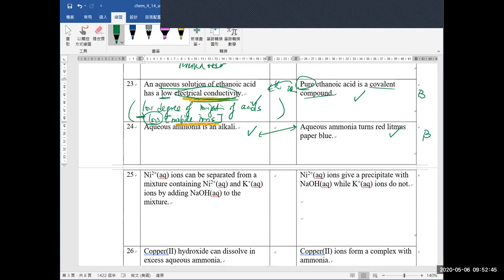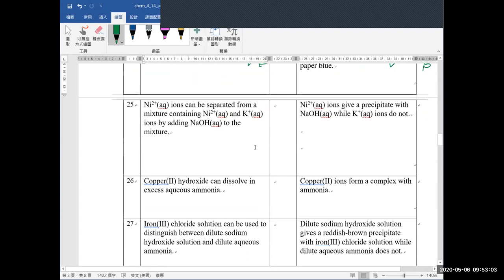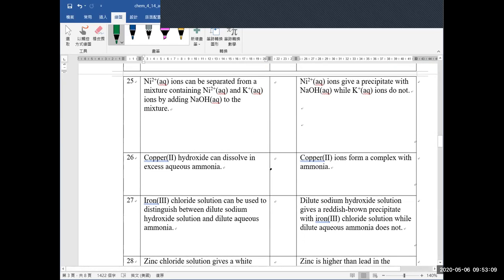25. Who else would like to have a try? Cyrus, I show you. And Chan Wai Ho. 25 and 26. Chu Gia Wing, 27. Nickel(II) ions can be separated from a mixture containing iron(II) and potassium ions by adding NaOH to it. Nickel(II) ions give a precipitate with NaOH. What would be the answer? 25.